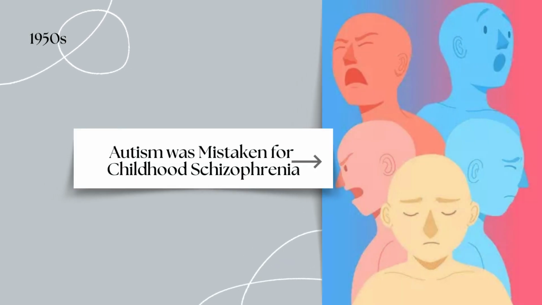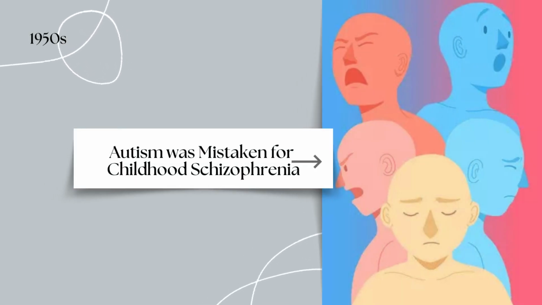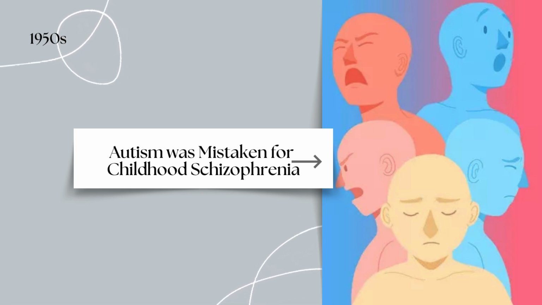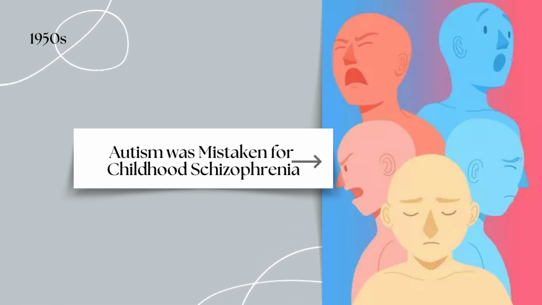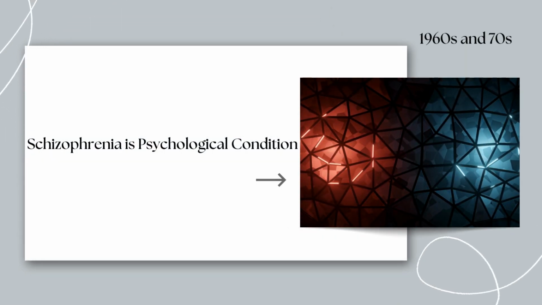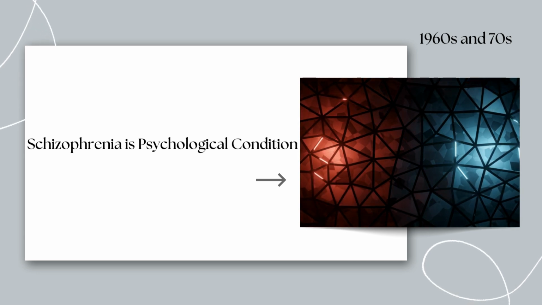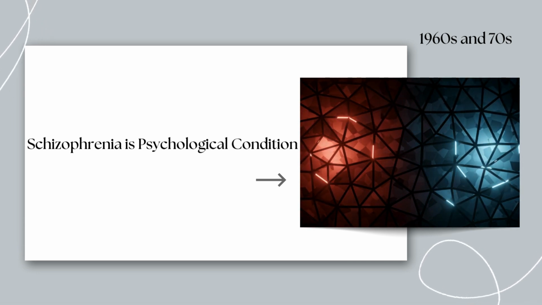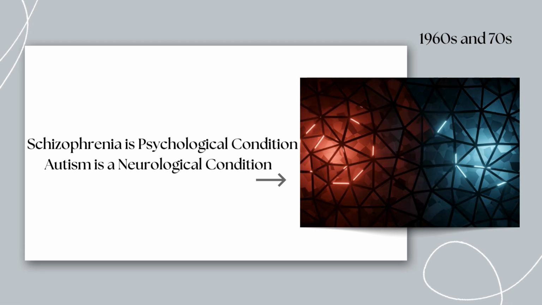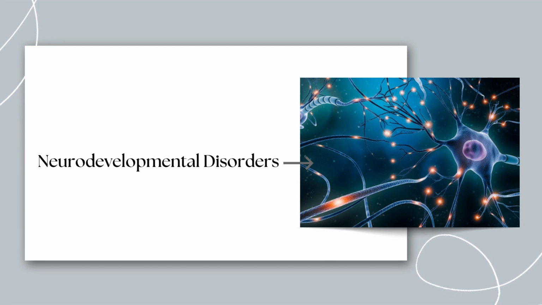In the 1950s, children with autism-like symptoms were often mistaken for childhood schizophrenia, as both conditions involve similar behavior, making it easy to blur the lines. Fast forward to the 1960s and 70s, as research progressed, it became clear that while schizophrenia is a psychological condition typically developing in late adolescence, autism is a neurological condition present from early childhood. This was a huge step forward in understanding the difference between both the conditions.